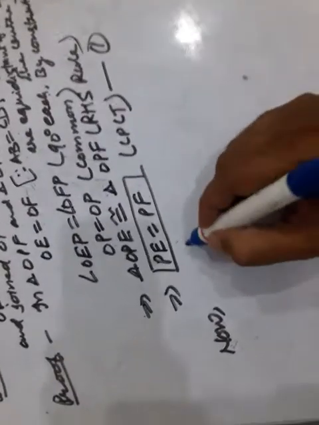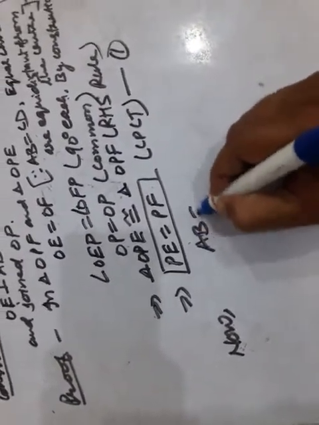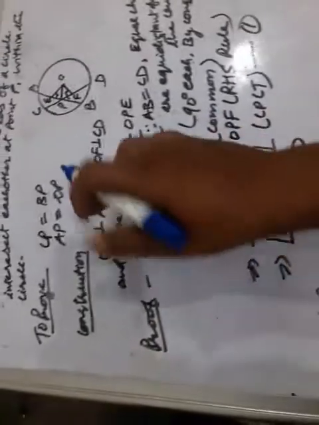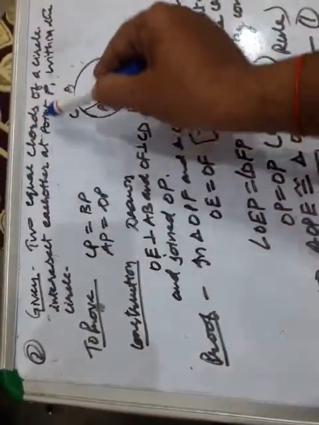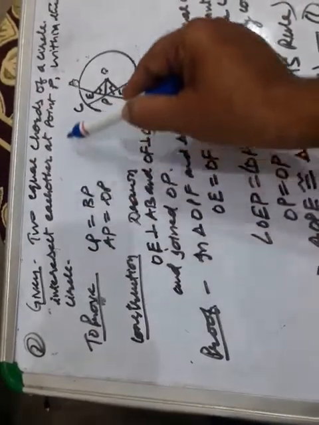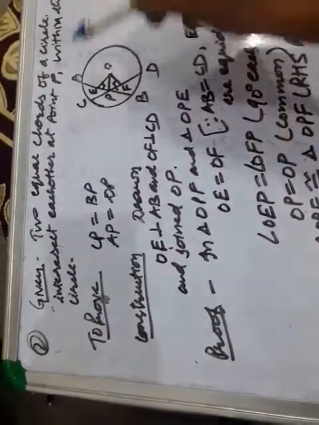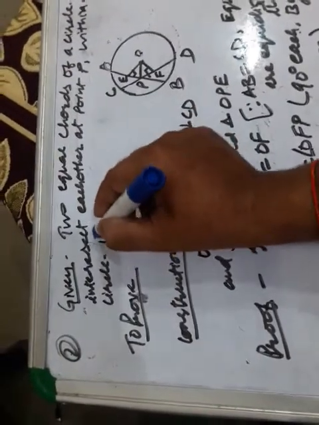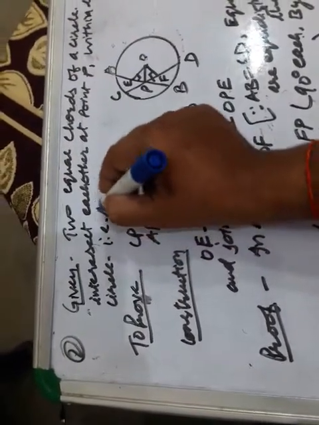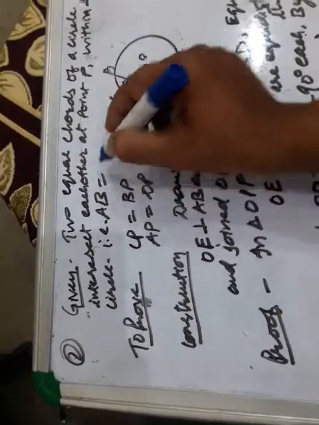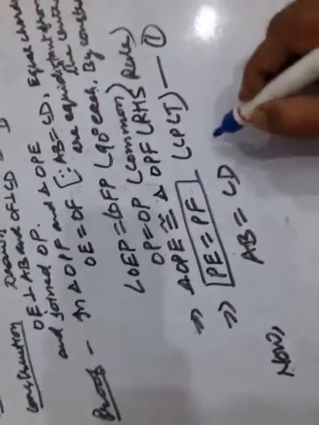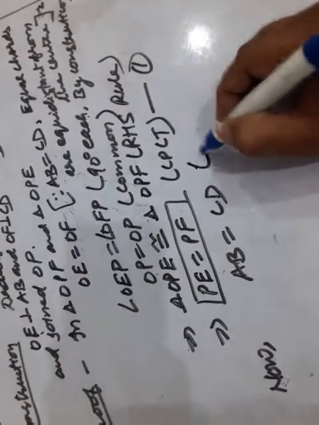Now what is given, children? AB equal to CD, meaning two equal chords. It is given that two equal chords of a circle intersect each other at point P within the circle. Here you can write down, make a correction: AB equal to CD, two equal chords. It is given that AB equal to CD. Clear?